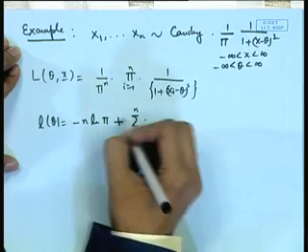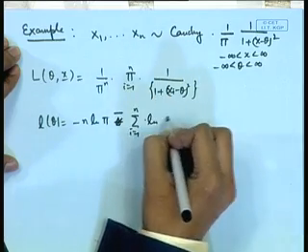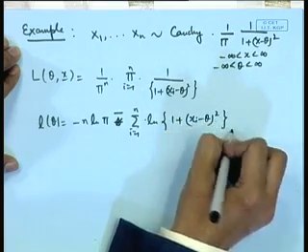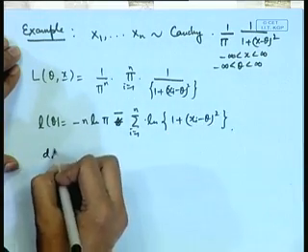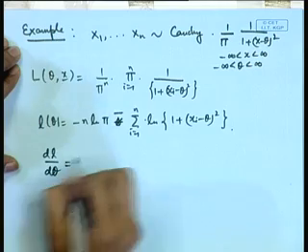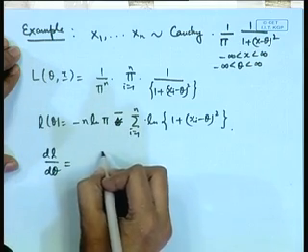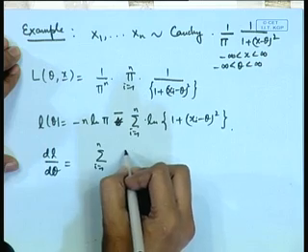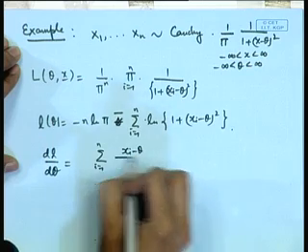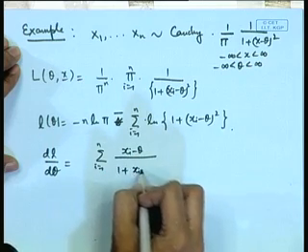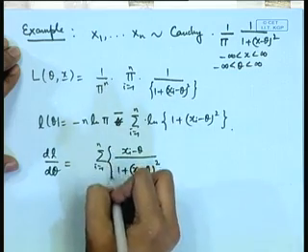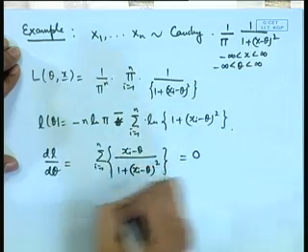So, the log of this term we can write as minus log(1 plus (x_i minus theta) square). So, dl by d theta equal to 0, that is the likelihood equation, will be the sum over i equal to 1 to n of (x_i minus theta) divided by (1 plus (x_i minus theta) square), and this is equal to 0.